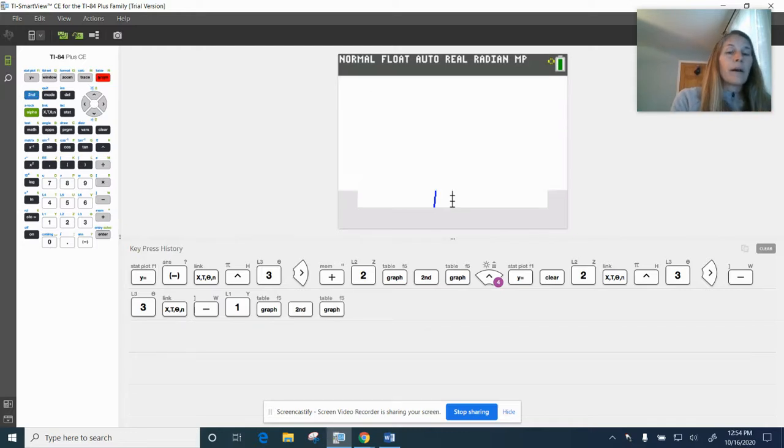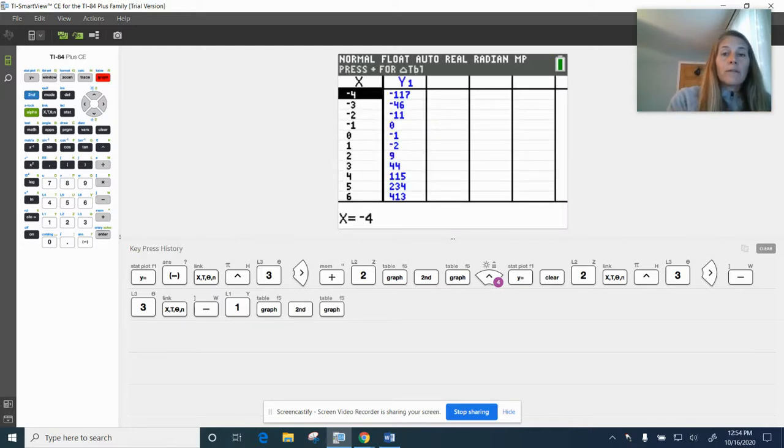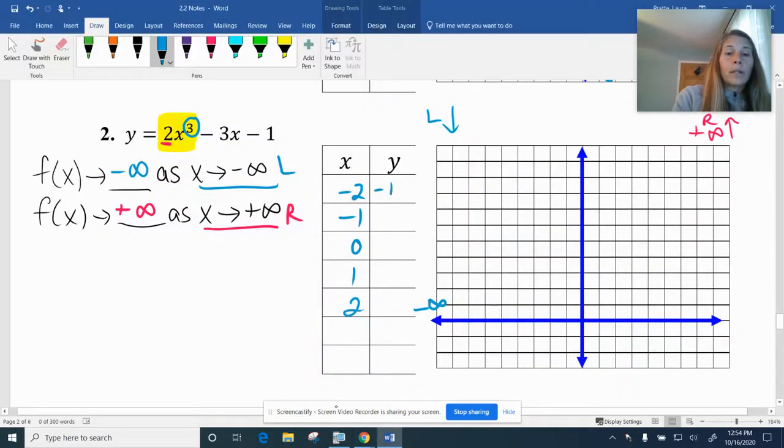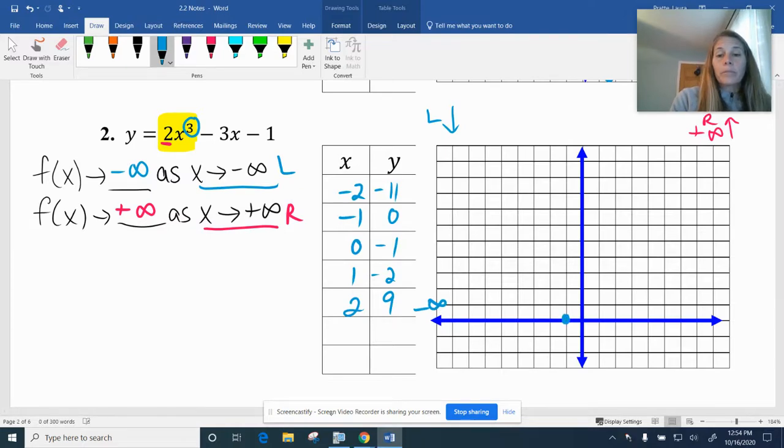Going to my table of values to fill in those numbers. So I have negative 11, 0, negative 1, negative 2, 9. Just double check. Good. So negative 2 and negative 11 doesn't fit. Negative 1, 0, 0, negative 1, 1, negative 2, and then 2, 9.